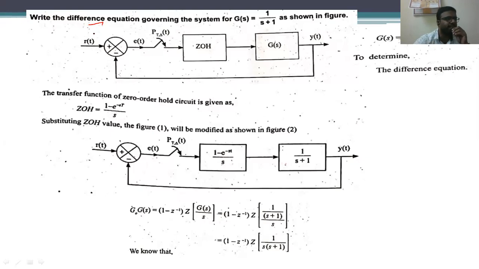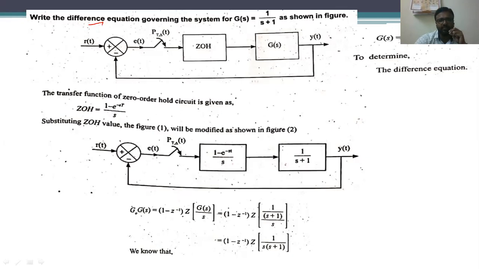Previously we have seen the difference equations, the difference equations in terms of small t. So for these problems, we need to determine the C of z divided by R of z value. Along with that, we have to obtain the expression in terms of small t. While solving the problem, you will be able to understand. So let us enter into the solution part.